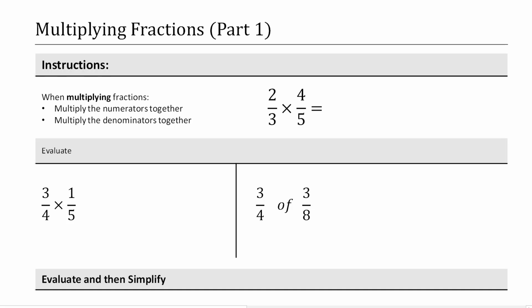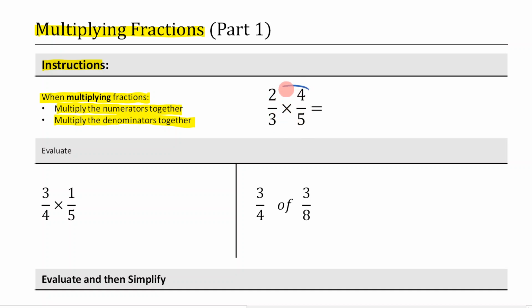Welcome. So in this lesson, we're going to be talking about multiplying fractions. So let's go through our instructions here. When multiplying fractions, multiply the numerators together, multiply the denominators together. Seems pretty easy. So when we come here, we have 2 on 3 times 4 on 5.